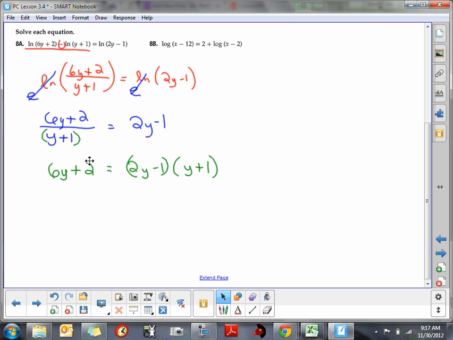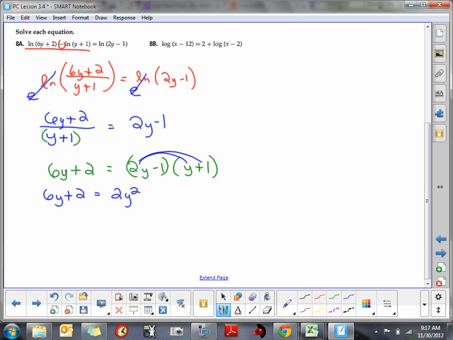In order to simplify this, we're going to have to make sure that we use our distributive property. So 6y plus 2 has to equal, and then we got a 2y squared. We got a plus 2y, a minus y, so that's a plus y, and then we got a minus 1. Collecting our like terms, then we have 0 equals, again it's quadratic, so I'm going to get one side equal to 0, so 2y squared. You're going to subtract 6y, so it gives us a negative 5y. And we're going to do the opposite of adding 2, which is subtracting 2, so negative 3.